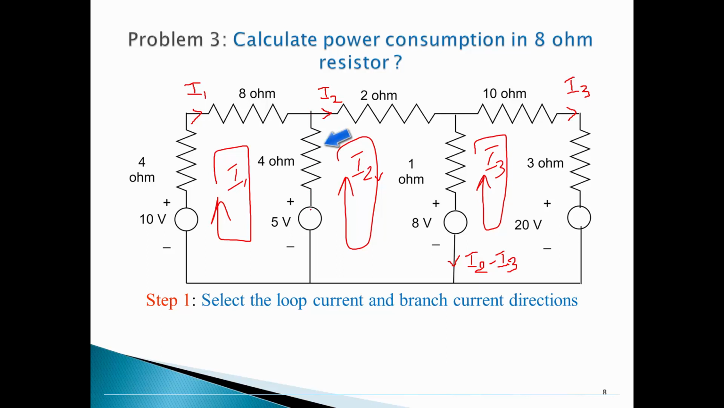Similarly, coming to the 4 ohm branch, there are 2 loop currents, I1 downward and I2 upward. Let me assume that I1 is greater than I2. That means I1 minus I2 is my branch current here. So I have concluded loop current as well as branch current.